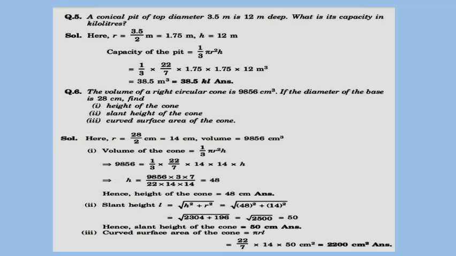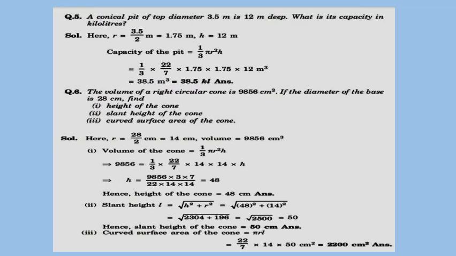Here we have to find the radius first, which is diameter upon 2, that is 1.75 meter. Height is 12 meter. Substitute this in the volume of the cone, and its formula is 1/3 pi r square h. By substituting the value and calculating it correctly, we will get the answer as 38.5 meter cube, that is equal to 38.5 kiloliter, because 1 meter cube means 1000 liter.